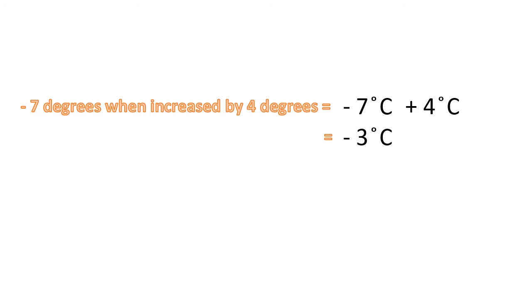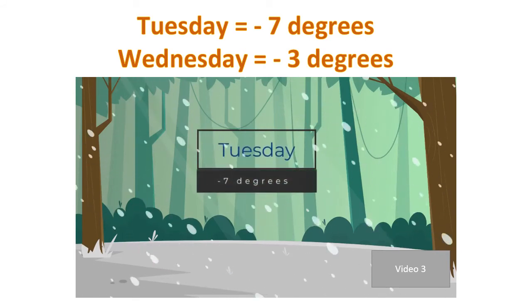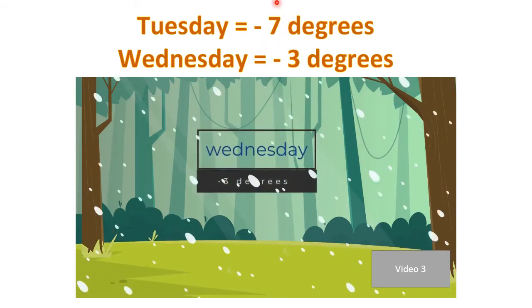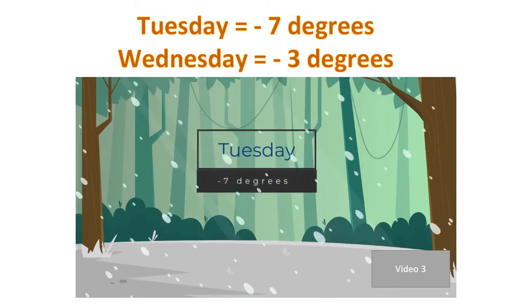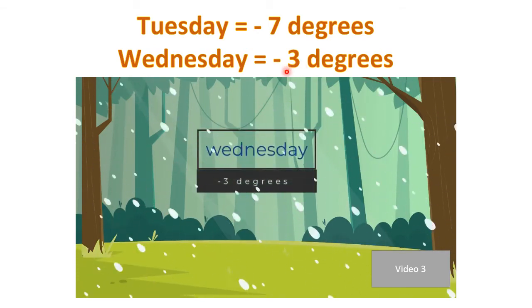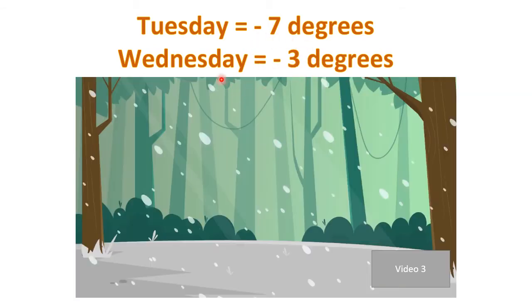So we can say that the temperature which was given on Tuesday is minus 7. We have found it out in the previous section. Then they told us that it increased by 4 degrees Celsius. So it increased by 4 degrees Celsius means plus 4 degrees Celsius, which we get minus 3 degrees on Wednesday, right? So that is how we got the temperatures on Tuesday and on Wednesday. And in the previous section, we have seen the temperature on Tuesday, right? So this is how we calculate it. Now, let us go on into the next question.